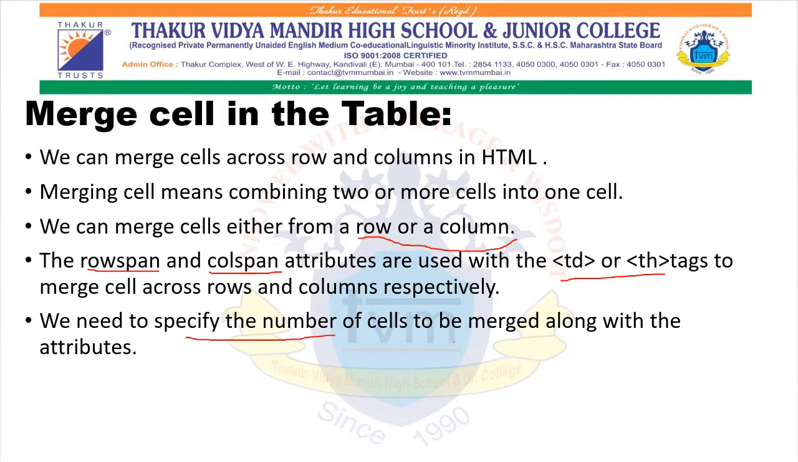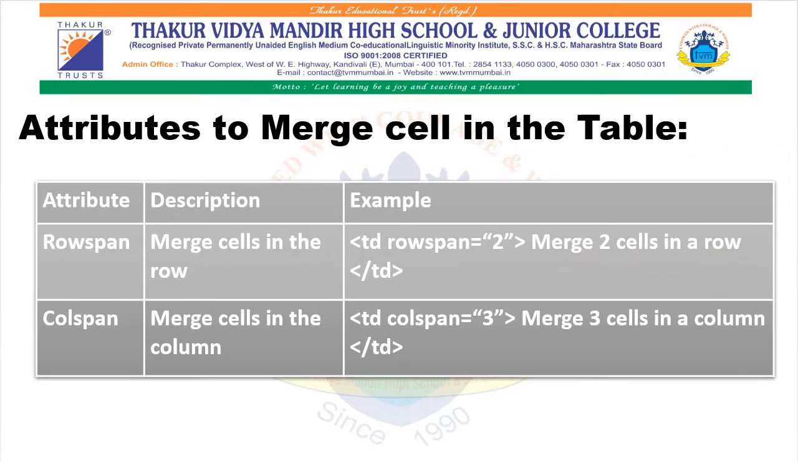Now the attribute, as you see in this table, can be defined here in the example. Rowspan merges the cells in the row. So TD tag rowspan equals 2 means we are going to combine two cells in a row. Now colspan merges the cells in the column. TD colspan 3 means 3 consecutive cells in 3 different columns will be combined together to form one cell.